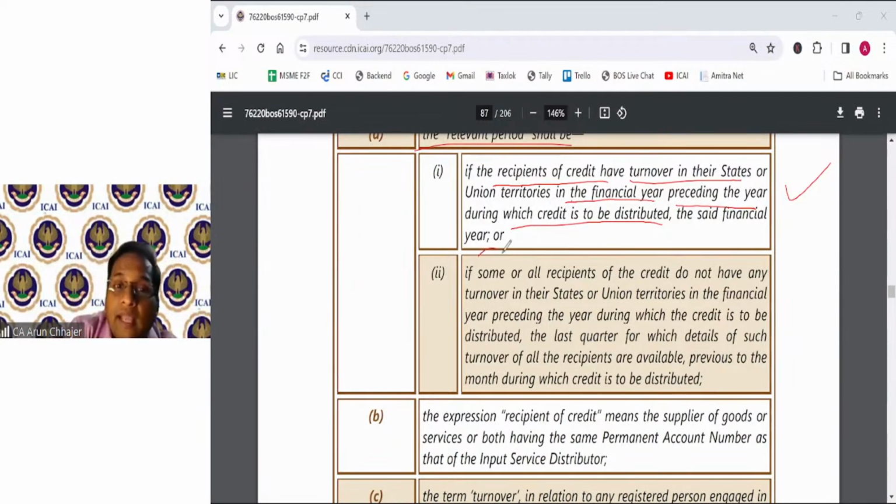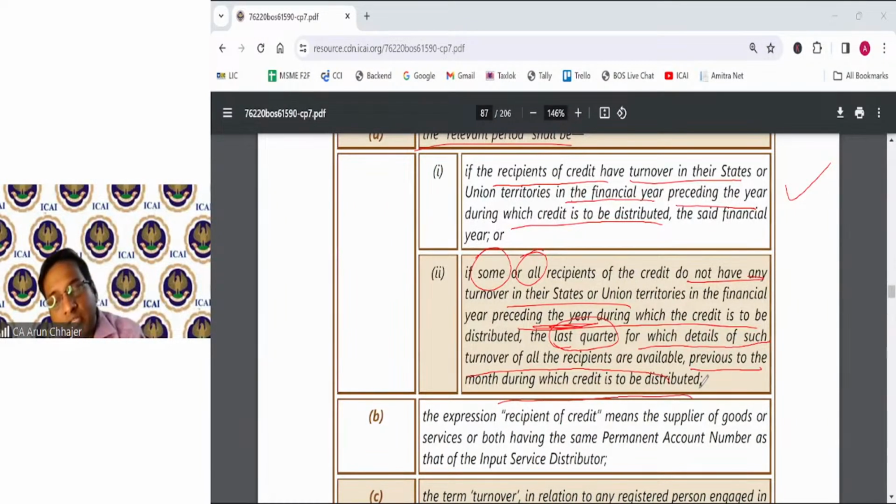Now let's say some or all do not have turnover in the current year in which we are distributing the ITC, in the preceding financial year. No sale in some or all. Then what would be the relevant period? They are saying last quarter. Which last quarter? The one for which details of the turnover of all recipients are available, previous to the month during which credit is to be distributed. So let's say we are talking about the November month, then we will take the previous quarter, September, or any quarter in which they have the turnover.